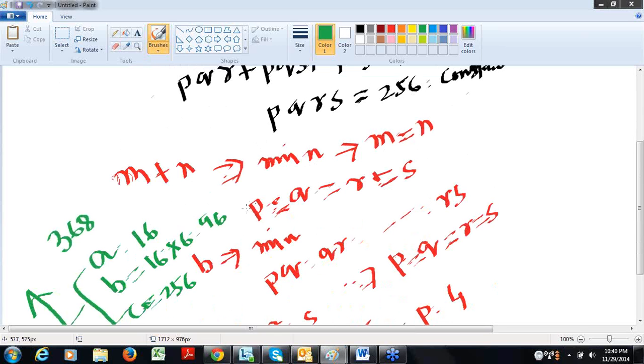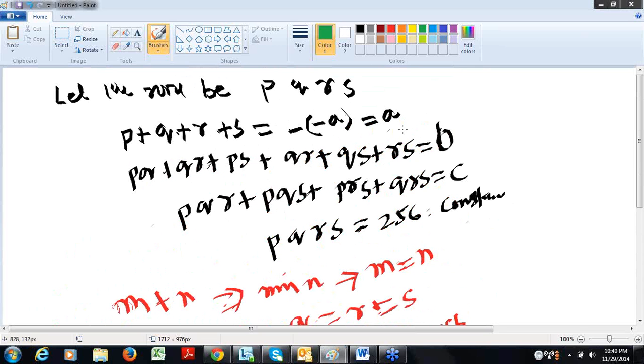Let me go ahead. If A has to be minimum, P is equal to Q is equal to R is equal to S. Similarly, if B has to be minimum, that means PQ is equal to QR is equal to PS is equal to QR is equal to QS is equal to RS. That means again P is equal to Q is equal to R is equal to S. Similarly, if C has to be minimum, PQR, PQS, PRS and QRS will be equal. That means again P, Q, R and S will be equal.